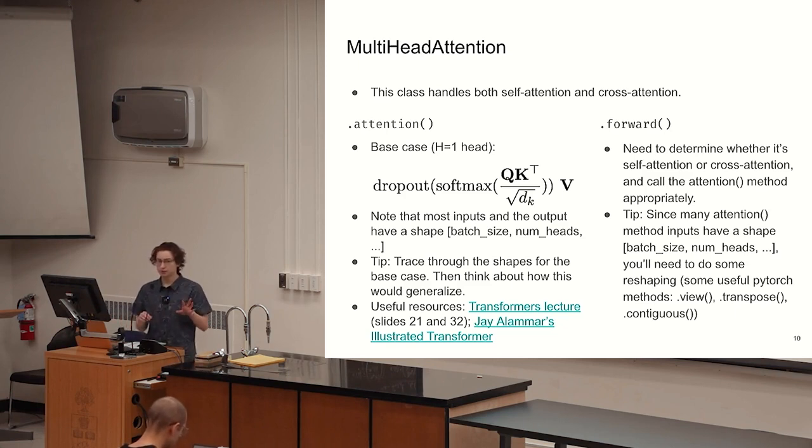So the two methods that we're implementing are the attention method and the forward method. And within the attention method, we provided in the assignment handout the formula for what you should do when there's just one attention head.